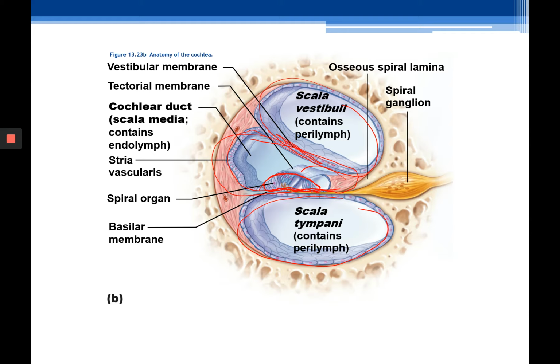So again, we're focusing mainly on the cochlear duct, which is our middle region. The cochlear duct contains the organ of Corti. The organ of Corti sits atop the basilar membrane, and under the vestibular membrane, and close to the organ of Corti is the tectorial membrane. Both the scala vestibuli, which is this area up top, and the scala tympani, which is the area below, contain perilymph, a different fluid. So endolymph is found in the cochlear duct, which is also called the scala media.